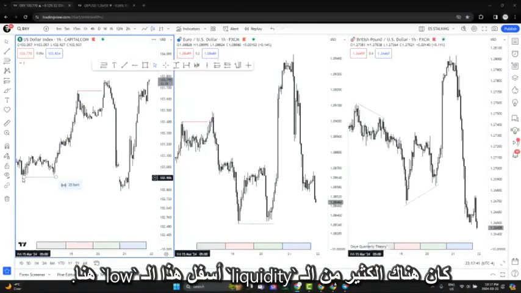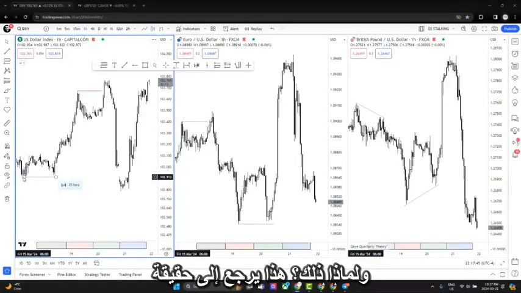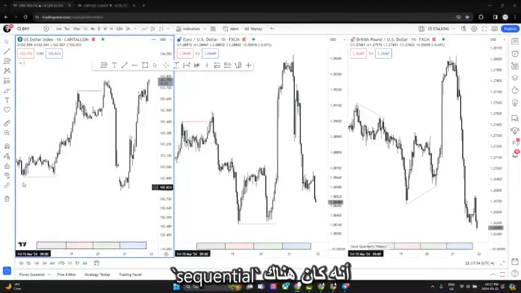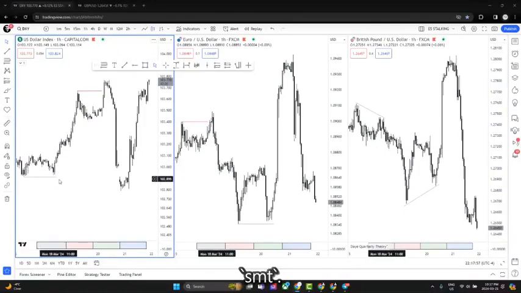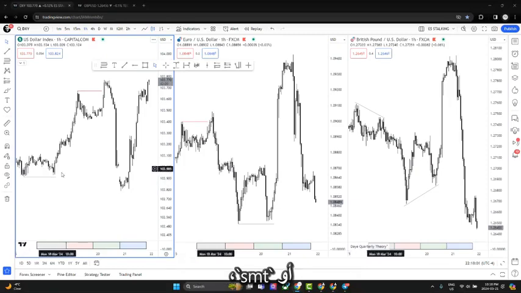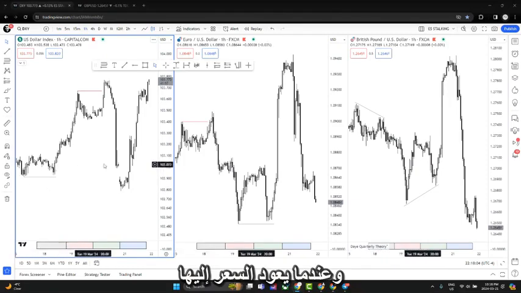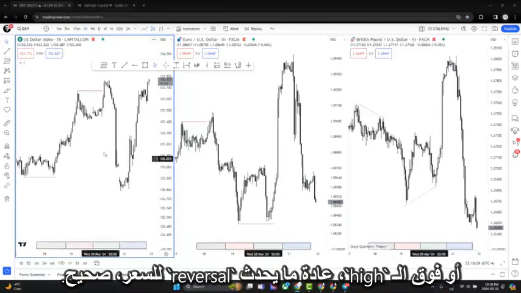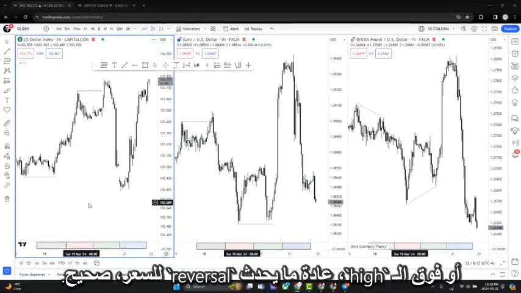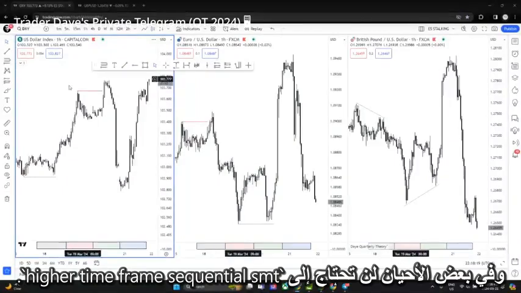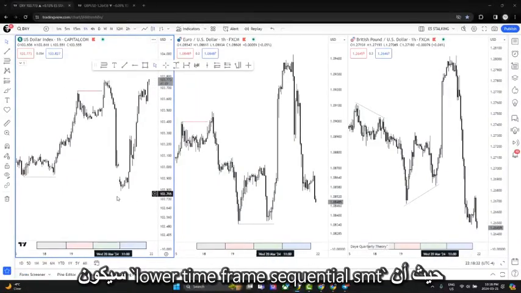There was a lot of liquidity below this low right here. And why is that? This is due to the fact that there was sequential SMT. And wherever you have highs and lows which are caused by sequential SMT, price returns to them, and when it trades below the low or above the high, you will usually have price reverse. And at times you will not need a higher time frame sequential SMT, as a lower time frame sequential SMT would be enough.